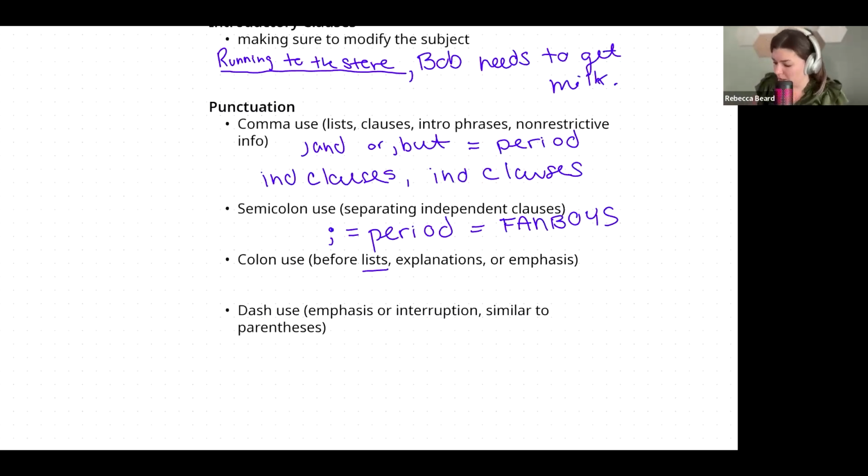So your colons need to be separating an independent clause and a dependent clause, which is just an incomplete sentence. So that's actually how you test it. I always say, look to the left of the colon. If it's an independent clause, it's correct.